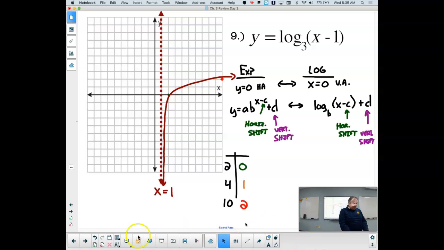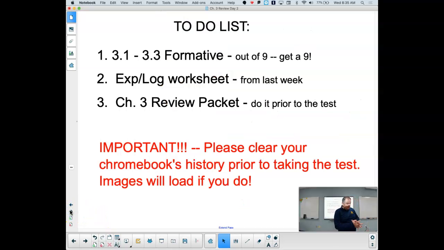Now, a couple of things to do before you get to 3 o'clock today. Okay. So first thing is, go back and make sure that you have taken the 3.1 to 3.3 formative. There are still 2 people that have to take that formative yet in here. And there are a couple people that still have an opportunity to get a 9 on that one. So that's a good spot to review for that one.